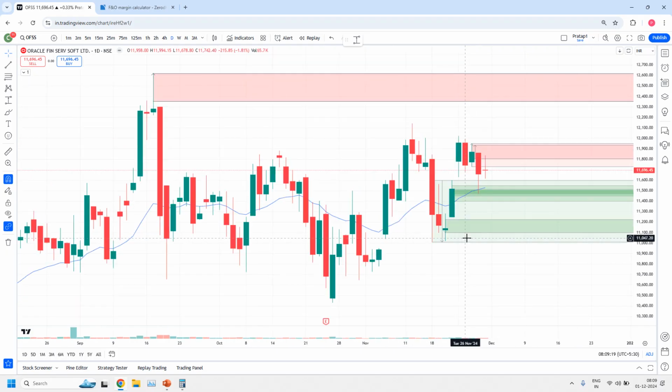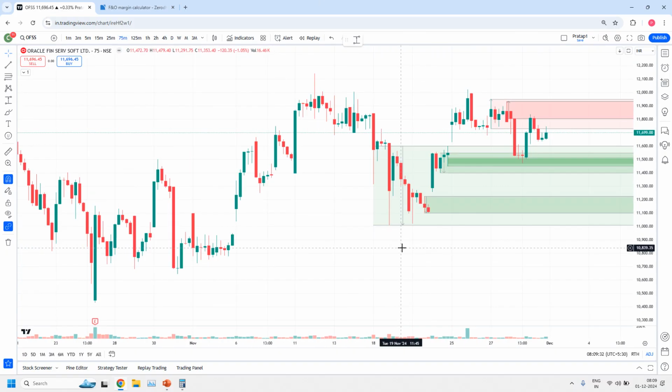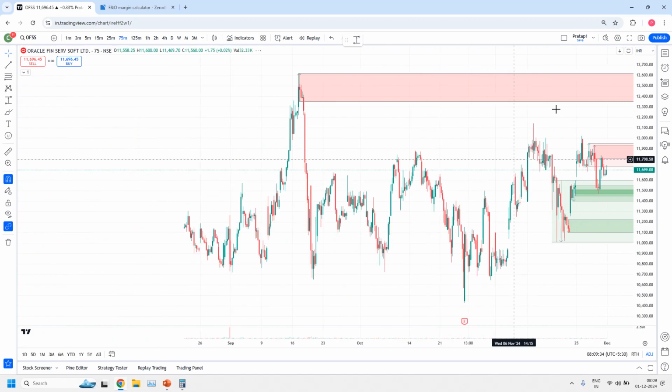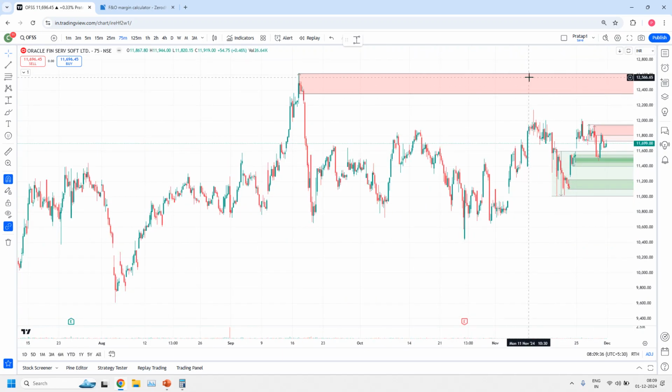See, many of you might be thinking, because software has given this supply zone and this is the entry zone, you take the trade in this 75-minute zone. Let us assume you did not do any of this analysis. Go to the 75-minute zone, you take a trade and you will be waiting for this target.